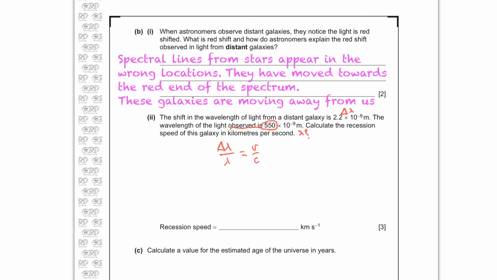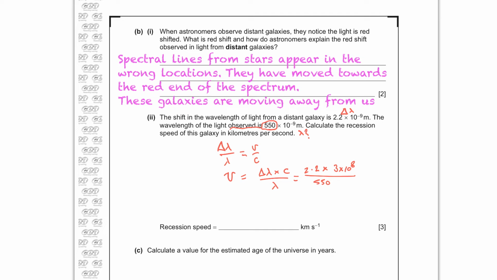So delta lambda over lambda is V over C, which means that the recession speed, V, is going to be delta lambda times C over lambda. And so we just substitute in there. And again, you might look at this and say, well, why am I putting in 2.2 and 550? Well, they're both in times 10 to the minus 9 meters, so if you include that, they would cancel anyway.